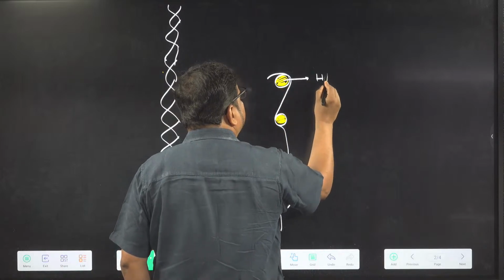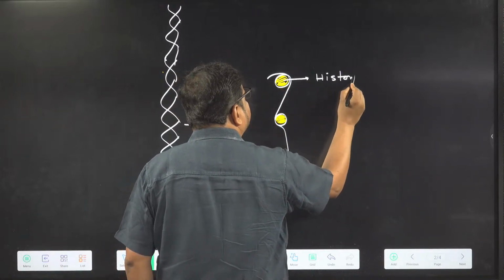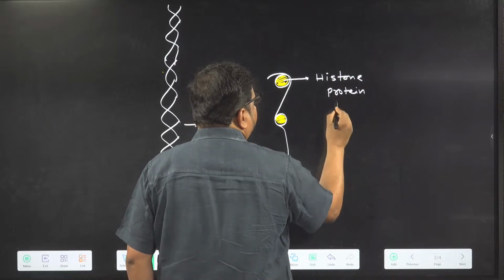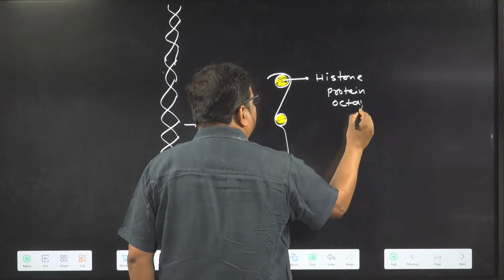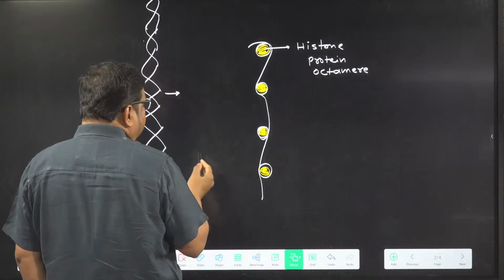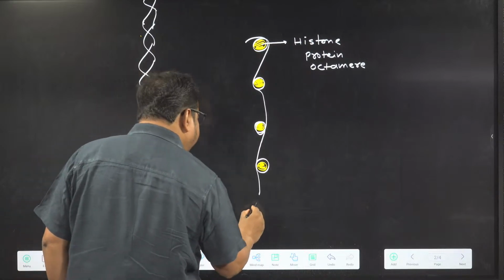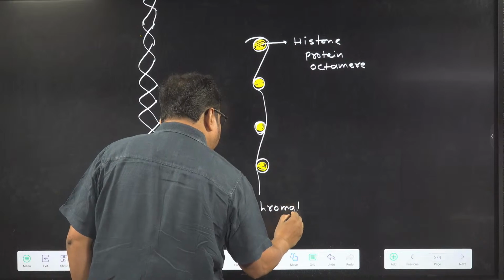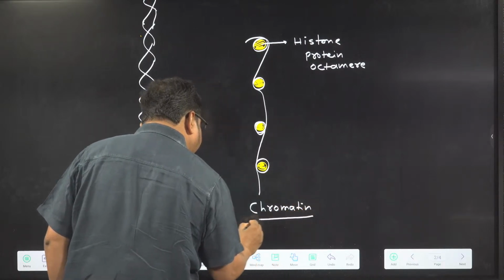This structure, yellow color, is which one? Histone protein octamer. This is histone protein octamer. Is it clear in the mind or not? The structure that formed here is called chromatin. So you got how chromatin and DNA differ from each other.